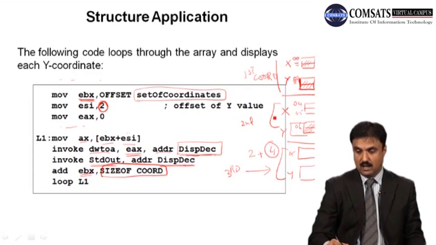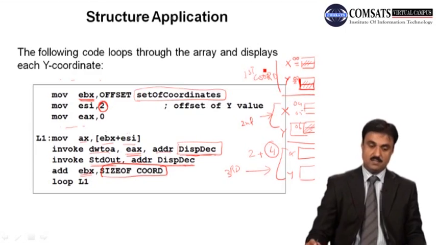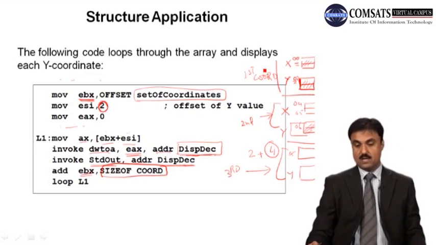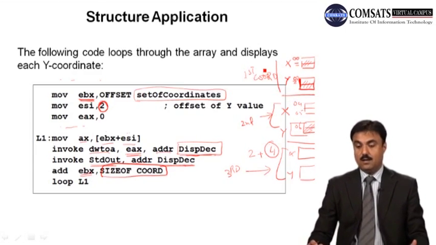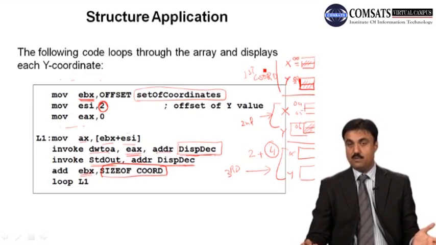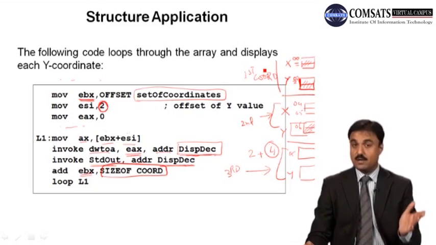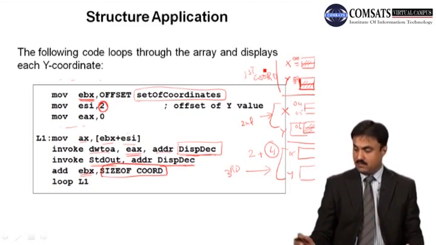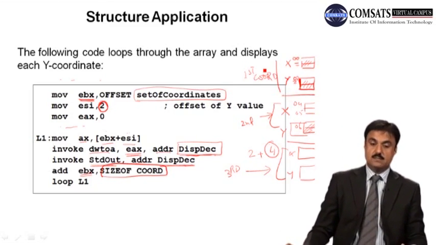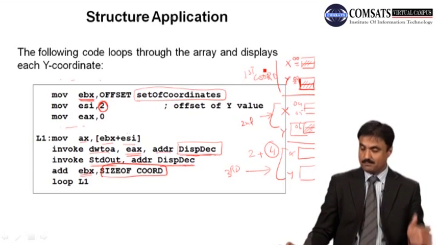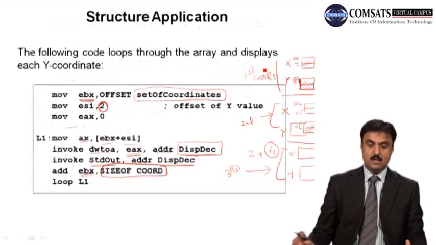So we can access whatever the number of elements are there, we can access all those elements of this coordinate structure. And we are accessing all the elements of the coordinate structure to read the value of y. So this is one of the applications of the base index operands.